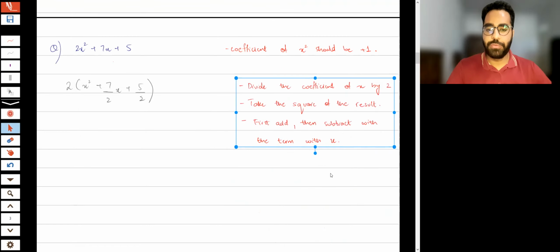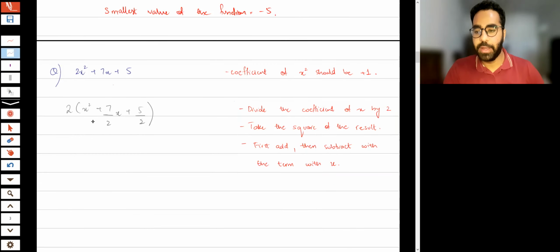The first thing, the coefficient of x has to be divided by 2. So what's the coefficient of x? The coefficient of x is 7 upon 2. So if you divide 7 upon 2 by 2, you're going to get 7 upon 4. The next step is take the square of the result. What would be the square of 7 upon 4? The square of 7 upon 4 would be 49 upon 16. The square applies to both, to 7 and to 4, okay? It would become 49, which is the square of 7, and 16, which is the square of 4.